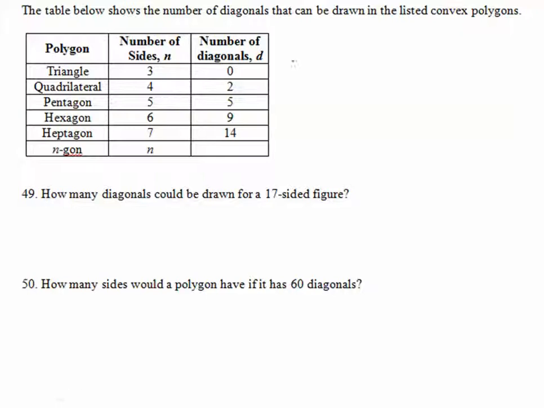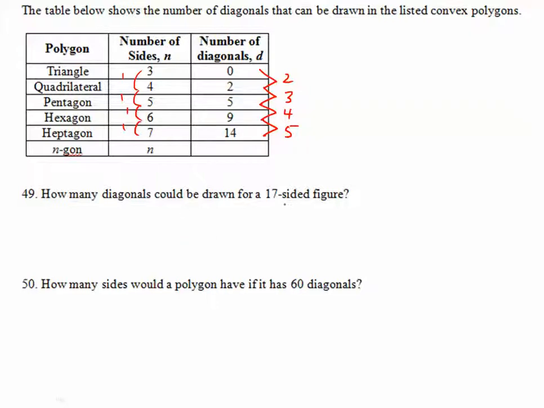And the last two problems, the table below shows the number of diagonals that can be drawn in the listed convex polygons. So we have to find a pattern. Here we can see they're increasing by 1. Here this one's increasing by 2. This one increased by 3. 4, and this one increased by 5. So I think we're starting to see a pattern.